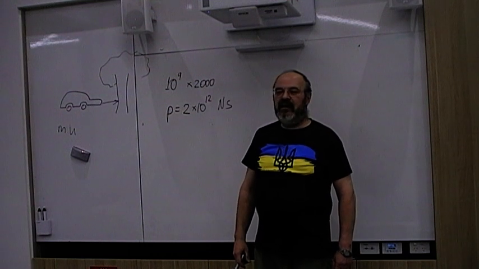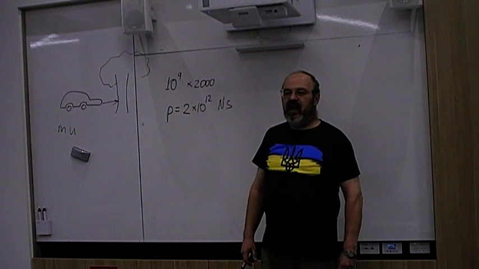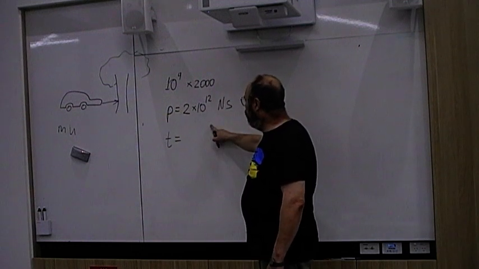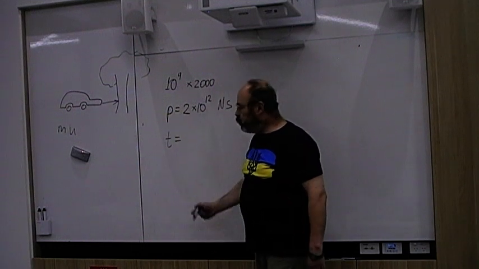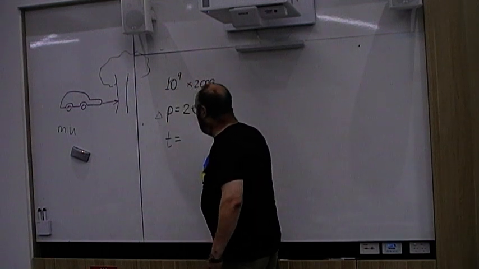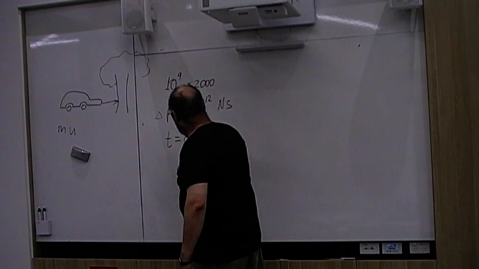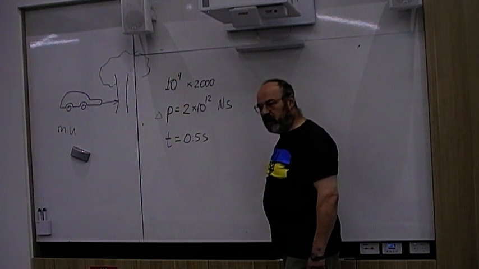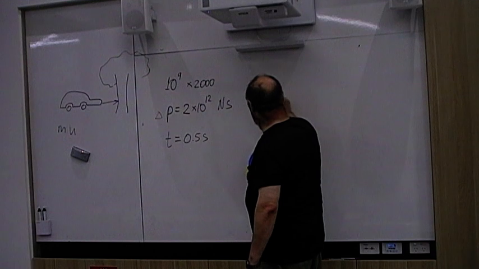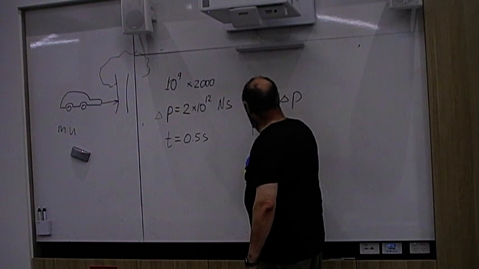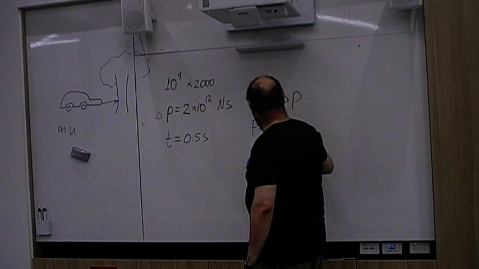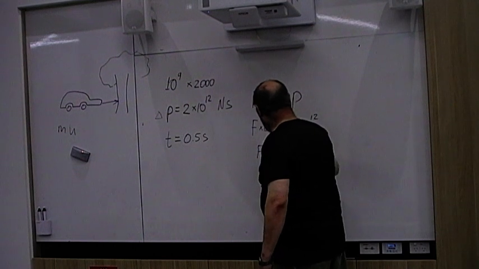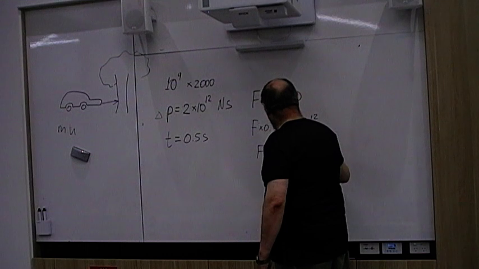And let's say the time of the collision. That was the initial momentum, and it stops, so the final momentum is 0, so that is the change in momentum. And let's say the time of the collision will be 0.5 seconds. So let's find what force will be exerted on Earth. Force times time equals change in momentum. So F times 0.5 equals 2 times 10 to the power of 12. So force will be equal to 4 times 10 to the power of 12 newtons.